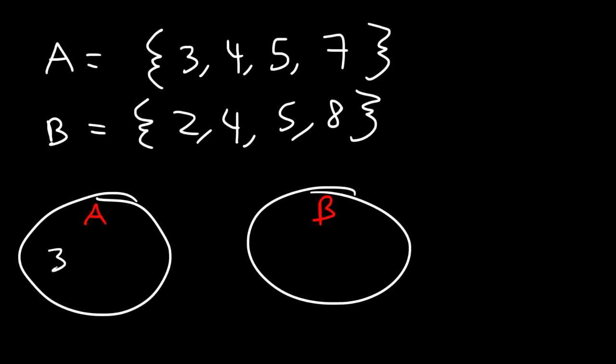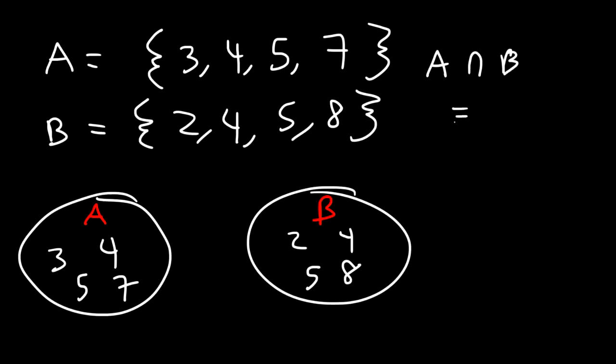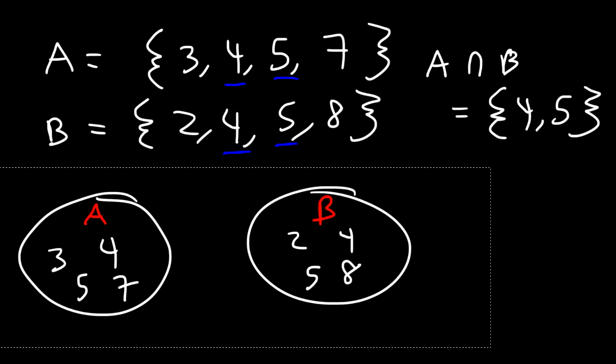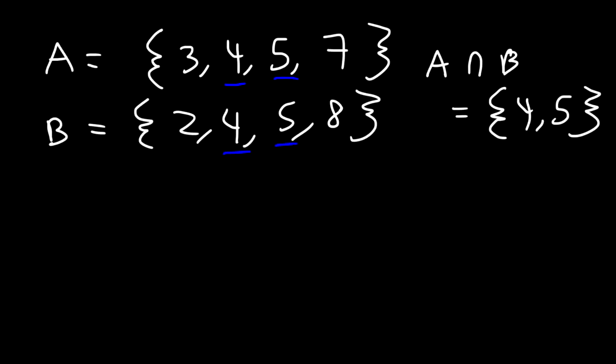Set A contains the numbers 3, 4, 5, and 7. B contains the numbers 2, 4, 5, and 8. Now, the intersection of these two, I'm running out of space here, is 4 and 5. 4 and 5 are found in both. But to represent that using Venn diagrams, what we need to do is put the two circles together and draw it this way.